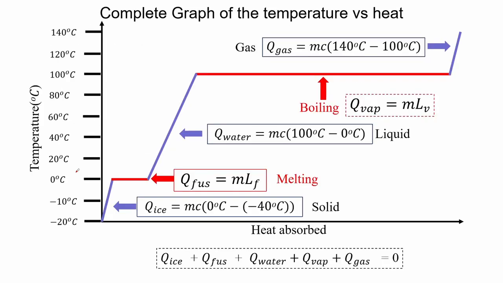So if we examine the graph of temperature versus heat, this would be the changes of heat being transformed from solid to gas as shown in the figure. We can write the conservation of energy as the sum of Q ice plus Q fusion plus Q water plus Q gas.